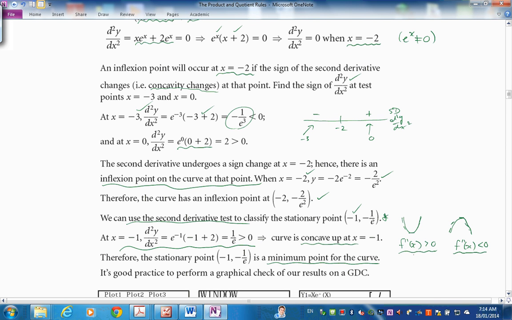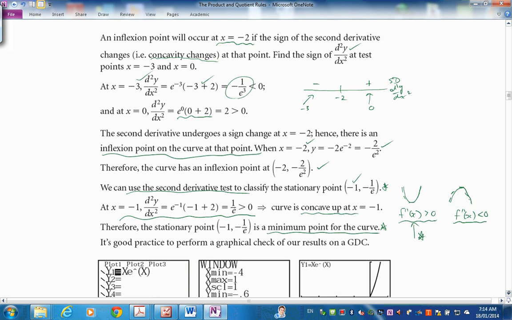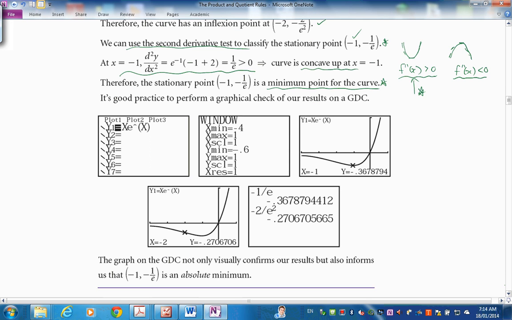So the second derivative can be used to tell whether it's a local max or a local min, and we've used that here instead of the sign diagram. You could have used the sign diagram as well. Alright, and here Pearson have gone and used the TI to verify those points, to verify that you have a local min and a change of curvature there.